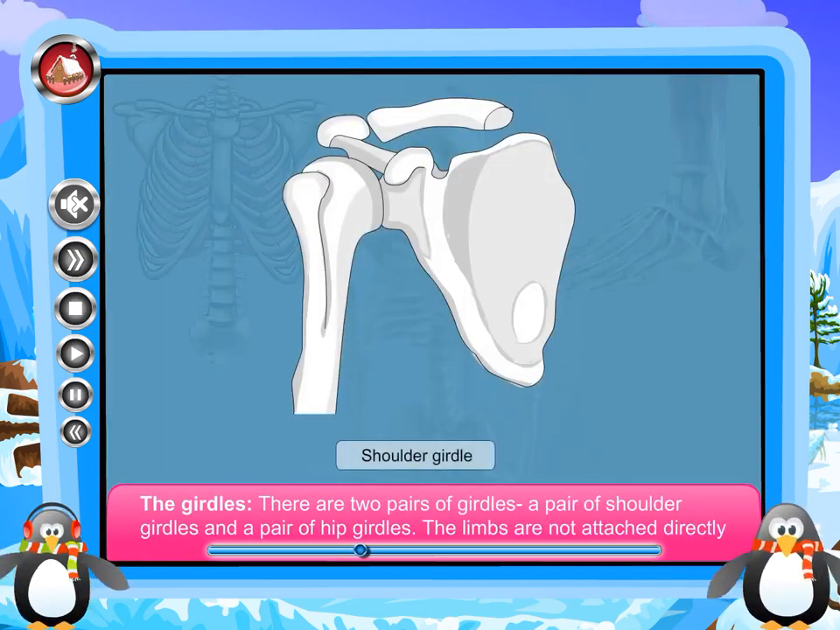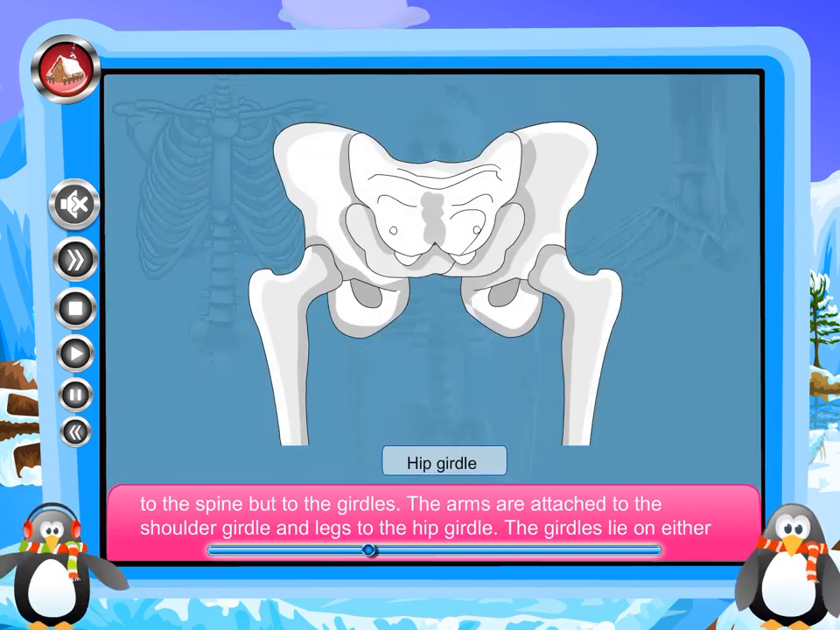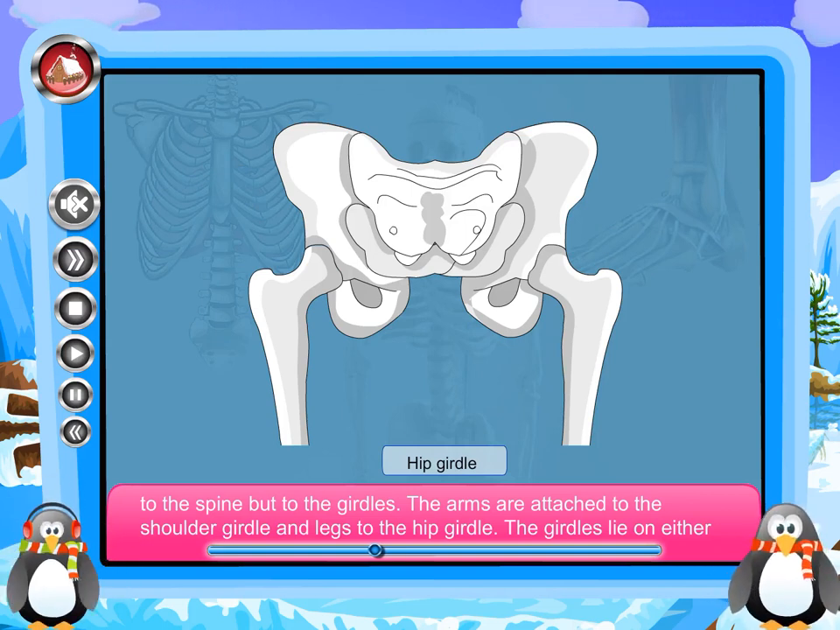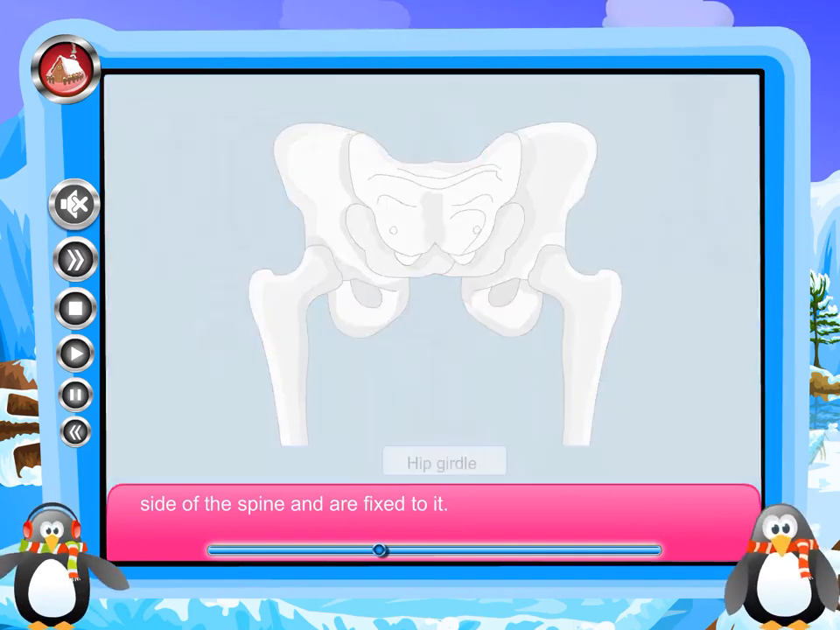There are 2 pairs of girdles, a pair of shoulder girdles and a pair of hip girdles. The limbs are not attached directly to the spine, but to the girdles. The arms are attached to the shoulder girdle and legs to the hip girdle. The girdles lie on either side of the spine and are fixed to it.